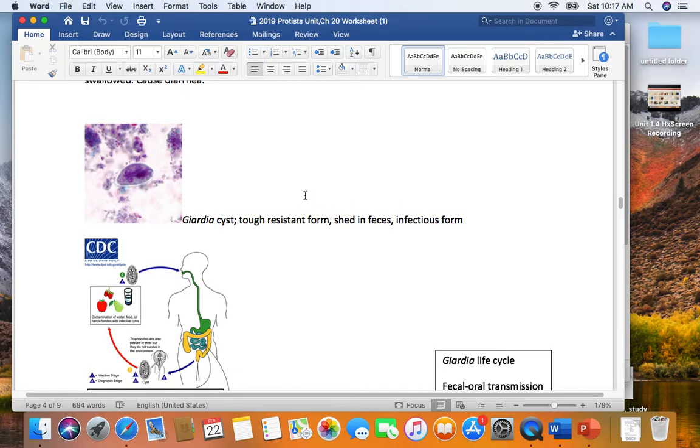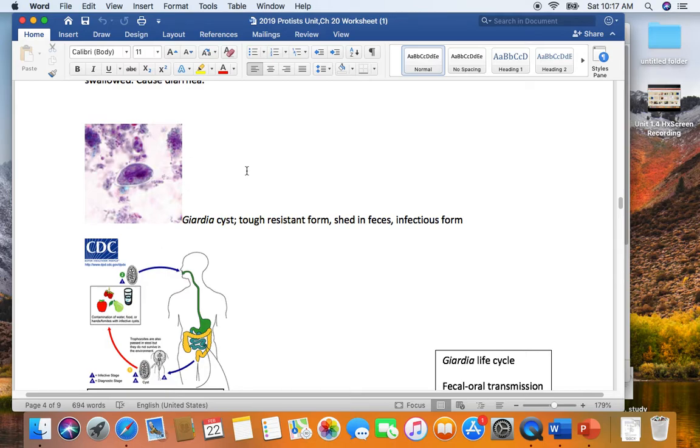One of the former students was from Canada, and one of his jobs had been to lead canoe expeditions. He said sometimes he and his clients would contract giardiasis on these canoe expeditions, and they called it beaver fever. One reason for that is some people believe that beavers are a reservoir of Giardia.